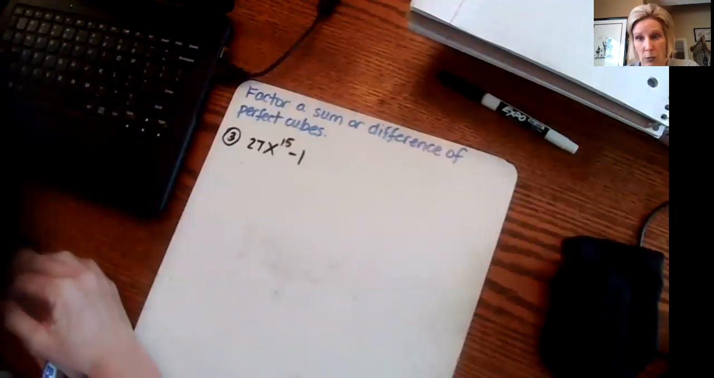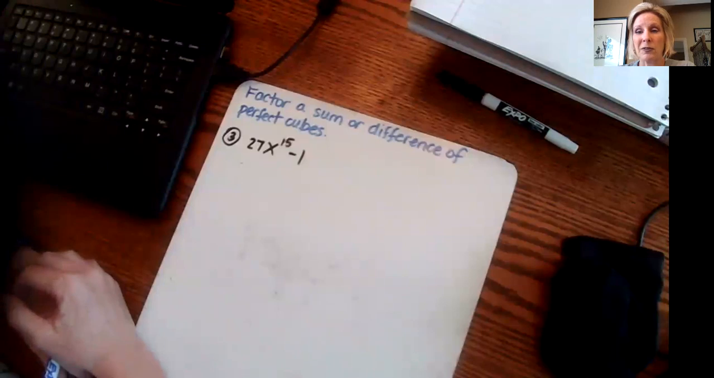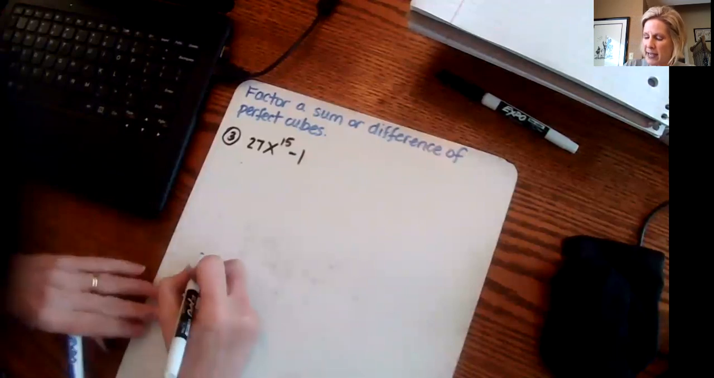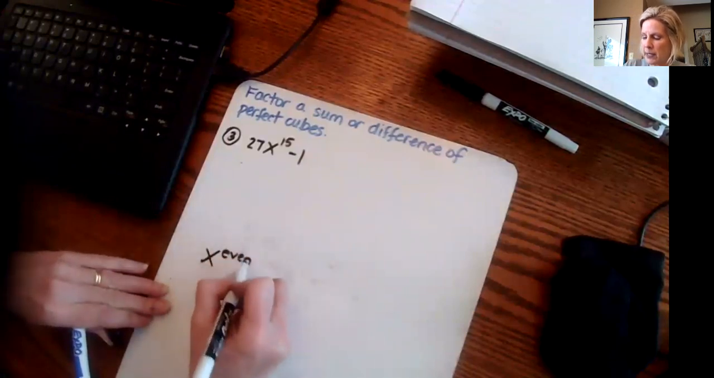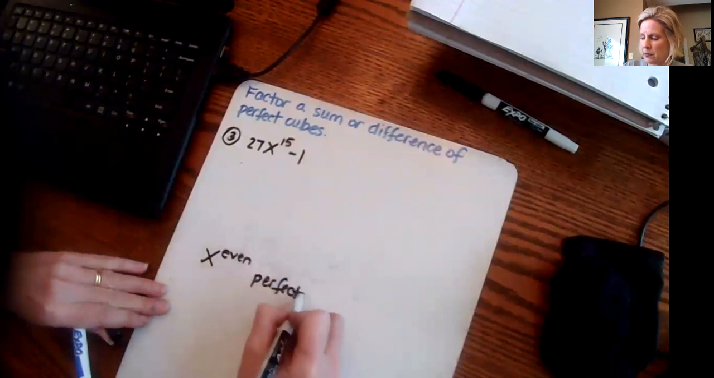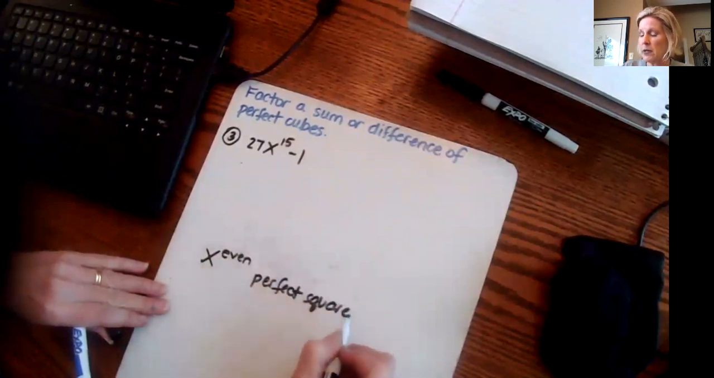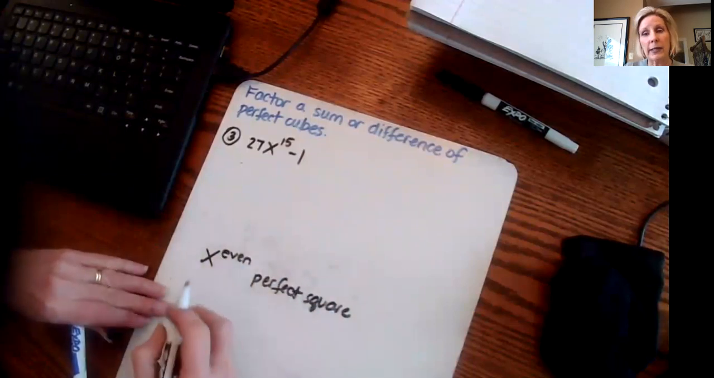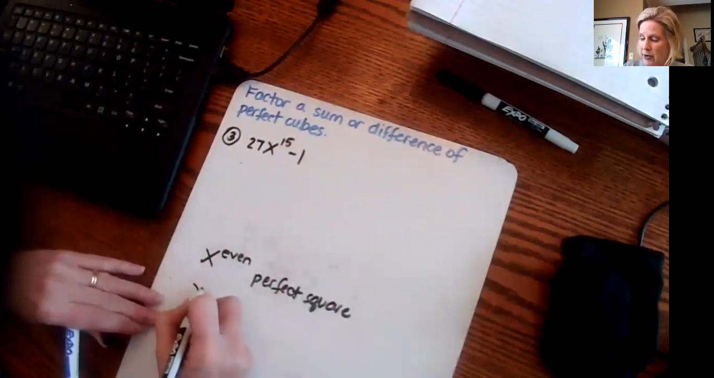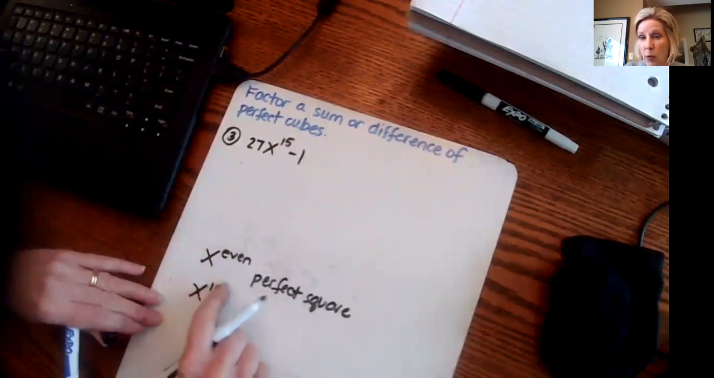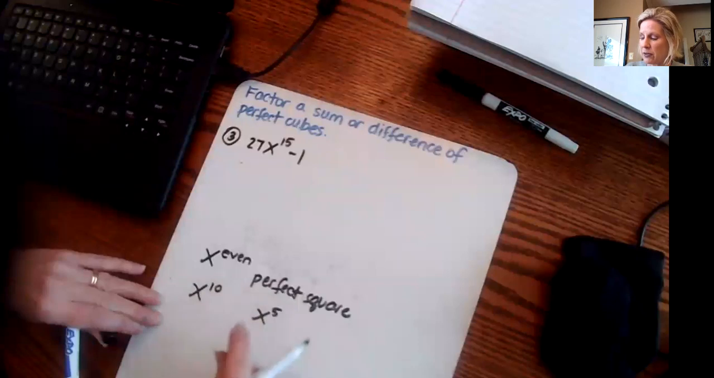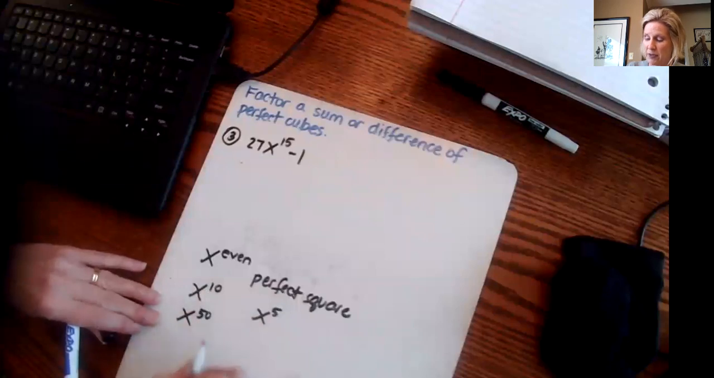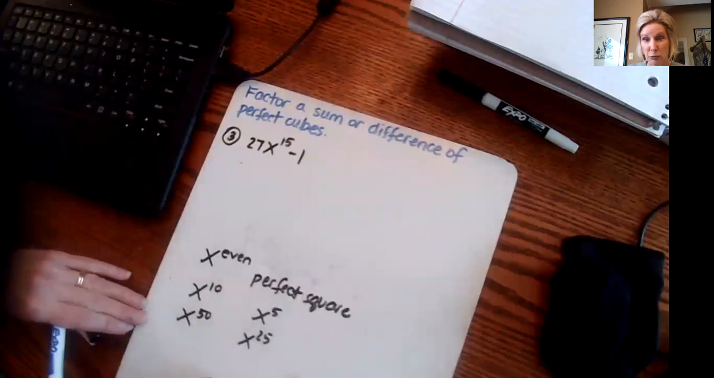So now let's go with another one. The number part's not going to be difficult. You may feel a little more frustrated with the letter part, but let's practice it. Do you remember when I said x to any even power is a perfect square? The reason is if you've got an even number, it's divisible by 2. So if you start out with x to the 10th, the square root of this is x to the 5th, because I divided 10 by 2. Or if you start out with x to the 50th, the square root is x to the 25th because I divided 50 by 2.